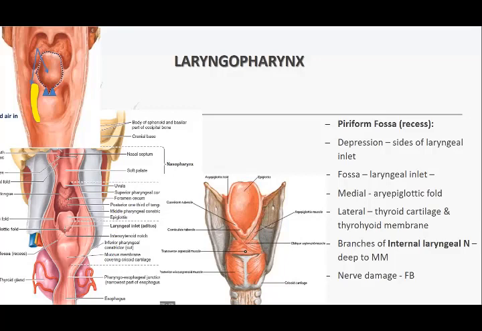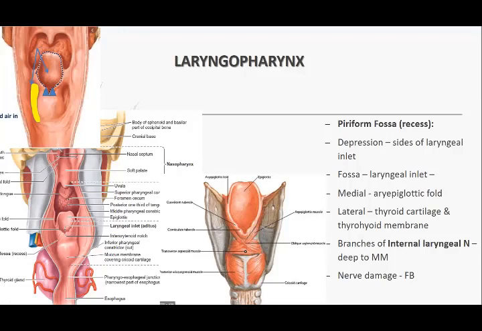What happens is, if God forbid any foreign body comes and lodges over here, okay? This is mucous membrane, and deep to the mucous membrane you have the internal laryngeal nerve. This internal laryngeal nerve is very sensitive. It has a very rich sensory supply here. So this area is very sensitive. As soon as the foreign body comes to this area, reflex coughing starts in order to push the foreign body out.